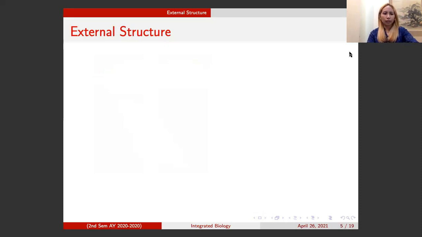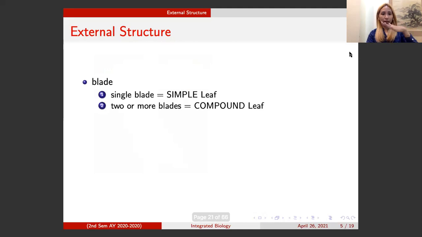So there are just very few parts of the leaf since it is quite a small organ compared to the stem or the fruits or the flowers. Okay. So of course, firstly we have the blade. This is the flat portion of the leaf. Blades of leaves can either be simple blade, right? So if it is just one big blade, or a single blade that is connected to the stem, then we call that the simple leaf.